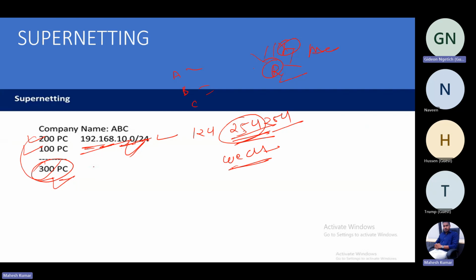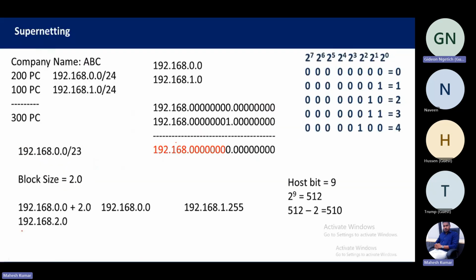Supernetting is a very good concept, and you will use it in real time. So what is the solution for this? Any question on this? No, sir, clear. Hussein? Yeah, clear.